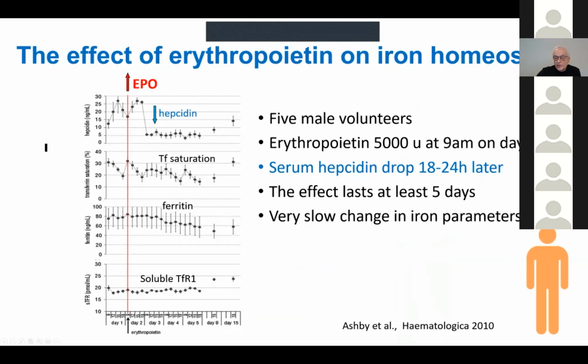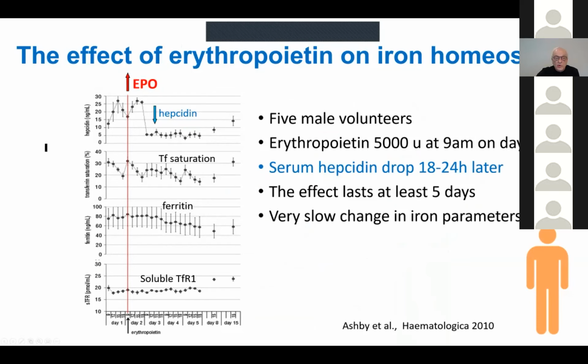The observation that something regulated hepcidin was then developed in both experimental models and in humans. And so what was done at that time is this was the group of Ashby et al. in 2010. They took some human volunteers, injected them with erythropoietin, and before and after the injection, monitored multiple iron parameters, including hepcidin, transferrin saturation, ferritin, and soluble transferrin receptor 1.